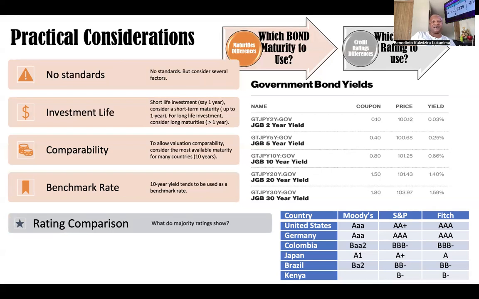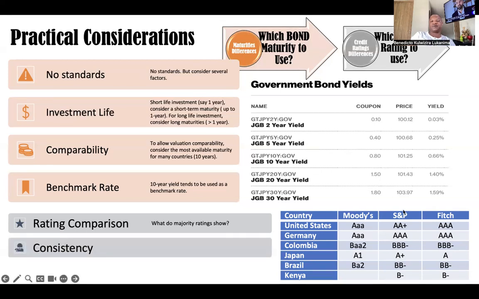Let's consider rating comparison. What do the majority ratings show? For example, to me, in the United States, if the ratings are up to date, I'd consider the United States as a AAA rating, because that's what the majority show. Similarly, for Brazil, I'll consider BB-. There's no problem in Germany because they are all the same.